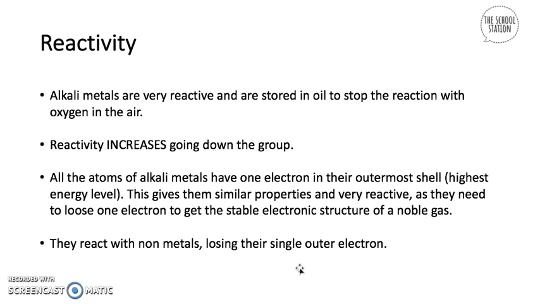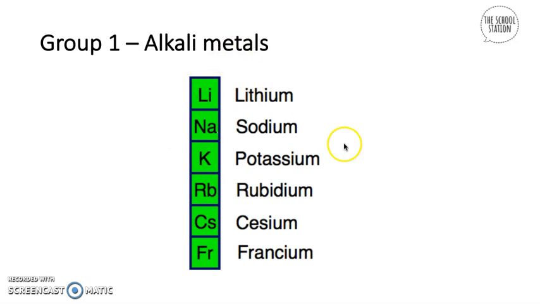All the atoms of alkali metals have 1 electron in the outermost shell, the highest energy level. This gives them similar properties and makes them very reactive, as they need to lose 1 electron to get the stable electronic structure of a noble gas. If you have watched my video about the periodic table, you will know that the similarity between elements in a group is that they have the same number of electrons in the outermost shell. So all of these elements have 1 electron in the outermost shell because they are in group 1.